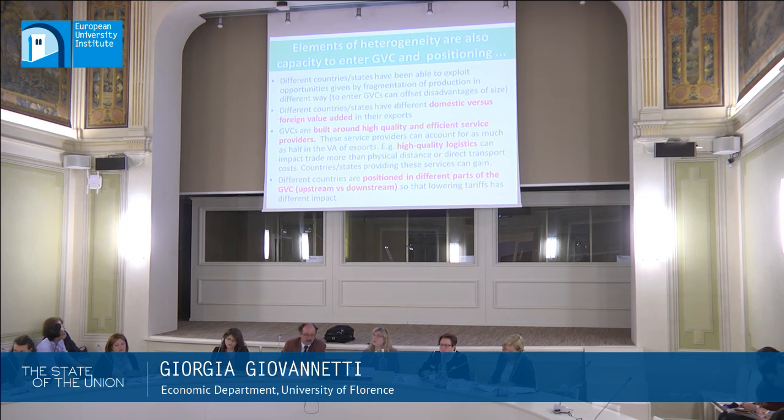So one thing which I think is also important is the capacity to enter global value chains and the positioning along the global value chain. The idea is also that different countries in Europe and different states in the United States have very different shares of domestic versus foreign value added in their export. And that, again, is a very important element. The global value chains are built around high quality and efficient service providers. And this is one of the reasons why services, as Bernard was pointing out, are very, very important in the relation between US and EU, because there are a lot of global value chains which have firms in the US and EU. For instance, logistics, but many other things.